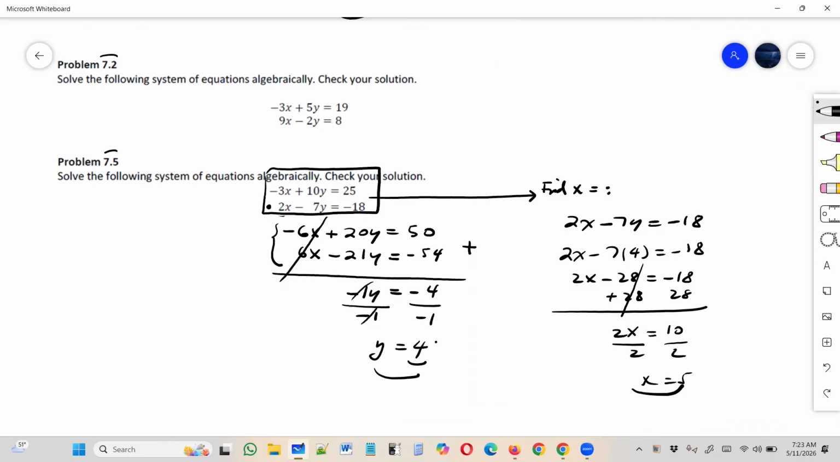replace them into the system to confirm that the right side is 25, and the right side for the second equation is negative 18. I'm not doing this right now because I wanted to make the video a little bit shorter. But that's it.